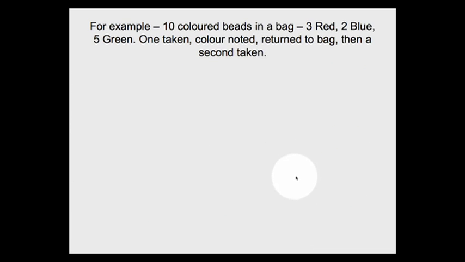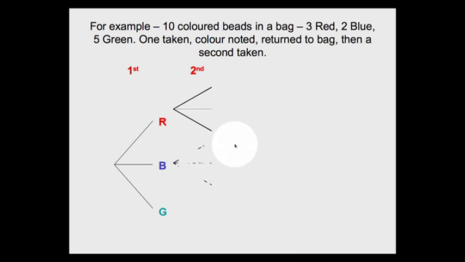Okay? Now another example. 10 coloured beads in a bag: 3 red, 2 blue, 5 green. One is taken, the colour is noted and it's returned. That's important. It's returned to the bag. So let's set our tree diagram up. There are 3 possible colours: a red, a blue, and a green. The second time, if I pull out a red, well, the second time I could also pull out a red, a blue, and a green. If I pull out a blue first time, I get a red, a blue, and a green. And again, if I get a green the first time, I could also get a red, a blue, and a green on my second time.